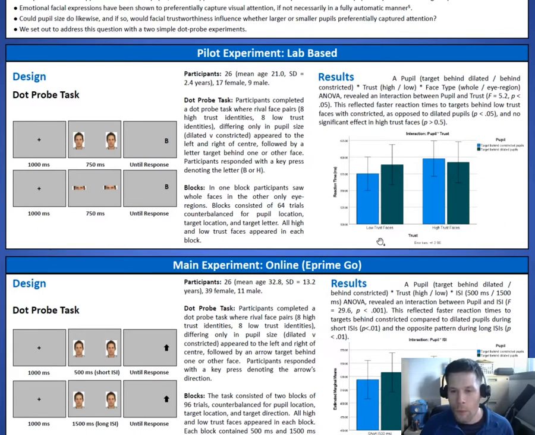What we found was a trust by pupil interaction effect, whereby there was no attention capture effect for pupil size in high trust faces, but, counter to our hypothesis, in low trust faces, it was actually the constricted pupil faces that captured attention, indicated by faster reaction times.